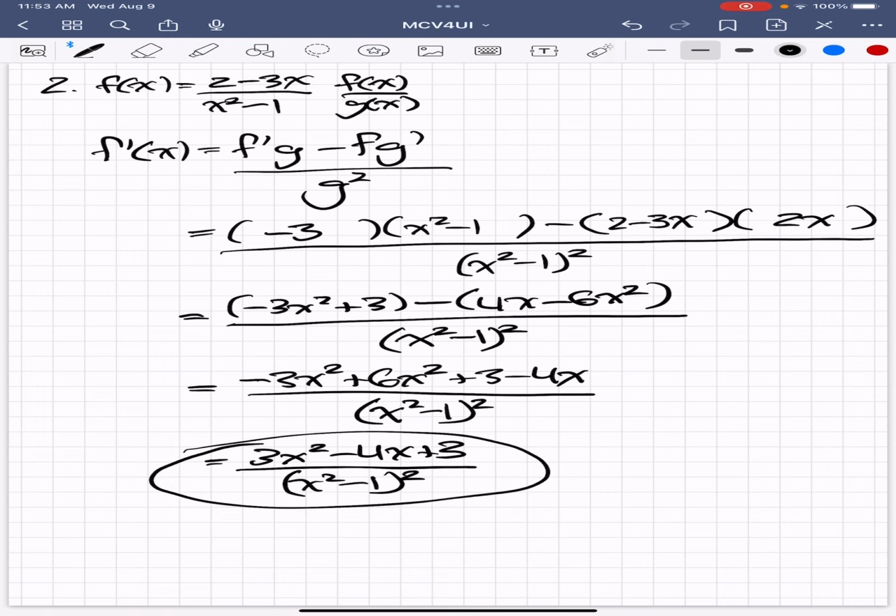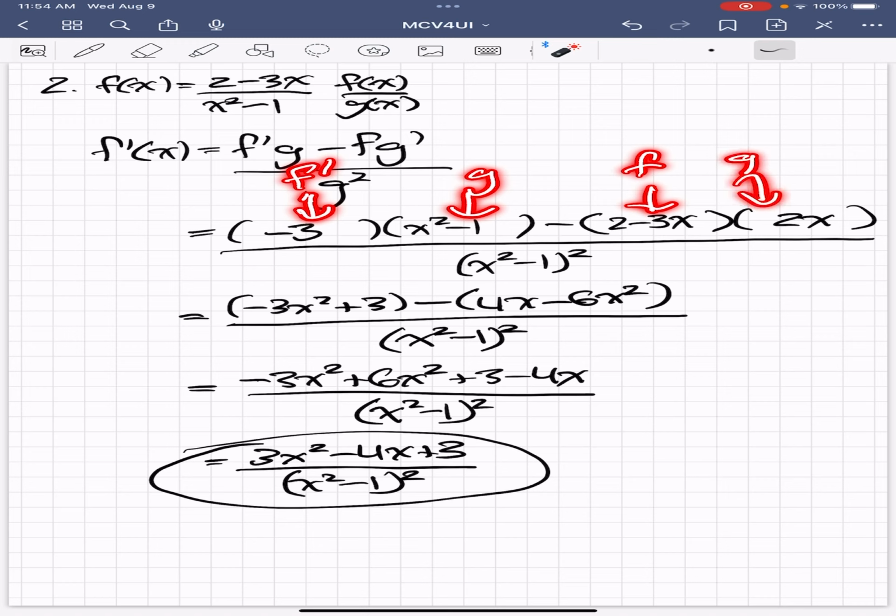The answer is 3x to the power of 2 minus 4x plus 3 over brackets x to the power of 2 minus 1 bracket again to the power of 2. And let me just explain how I got here. Again, I did the 4 bracket spaces in which the derivative of f and g will go. I made sure that the symbol was a minus sign. And then I added g and f. And then I added the derivative of f and the derivative of g using the power rule.